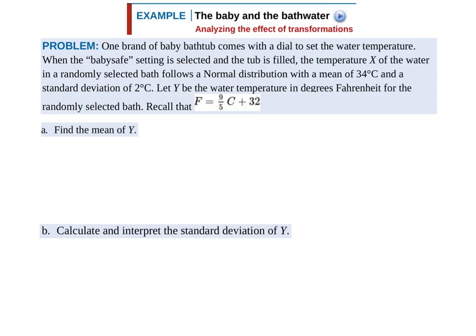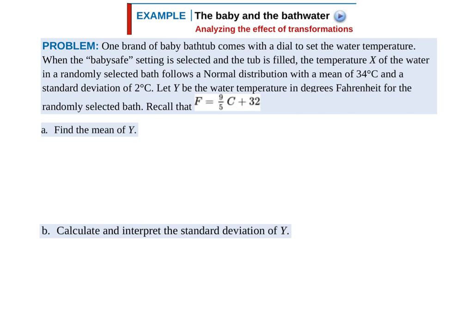Now let's put all those operations together in another example, and it's the baby in the bathwater. Can't seem to escape babies this chapter. The problem says one brand of baby bathtub comes with a dial to set the water temperature. When the baby safe setting is selected and the tub is filled, the temperature X of the water in a randomly selected bath follows a normal distribution with a mean of 34 degrees Celsius and a standard deviation of 2 degrees Celsius. Let Y be the water temperature in degrees Fahrenheit for a randomly selected bath. And remember, in order to get Fahrenheit from Celsius, you multiply the Celsius by 9/5 and add 32.